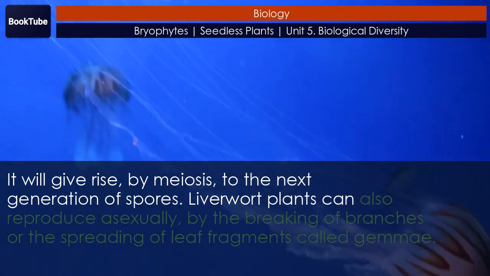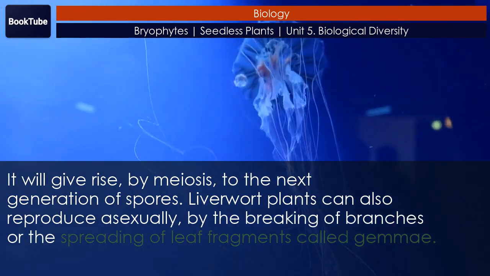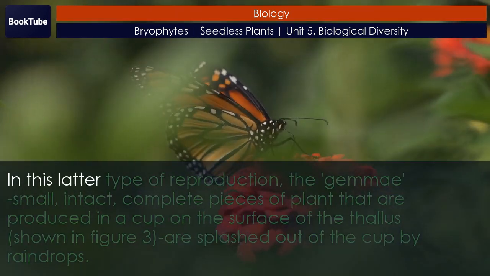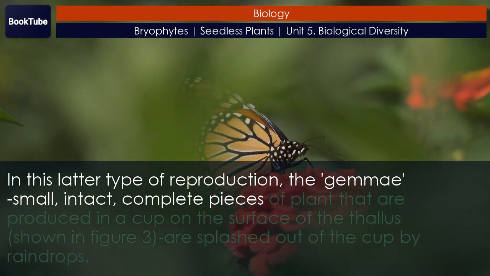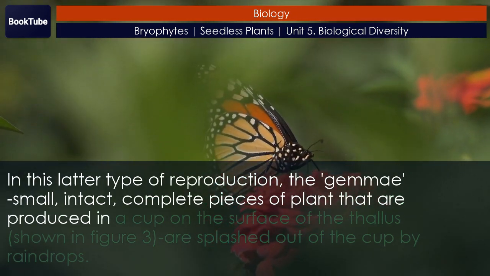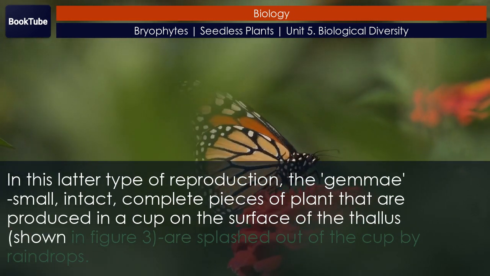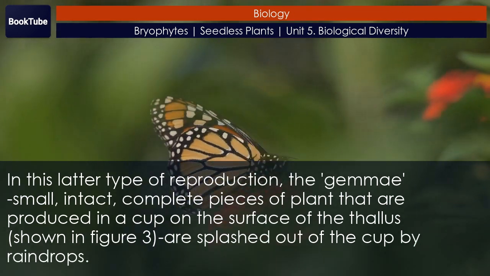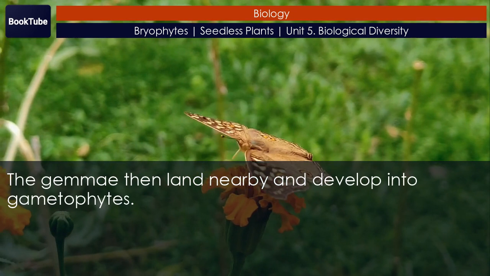Liverwort plants can also reproduce asexually, by the breaking of branches or the spreading of leaf fragments called gemmae. In this latter type of reproduction, the gemmae, small, intact, complete pieces of plant that are produced in a cup on the surface of the thallus, shown in Figure 3, are splashed out of the cup by raindrops. The gemmae then land nearby and develop into gametophytes.